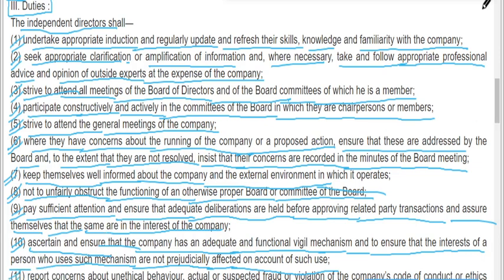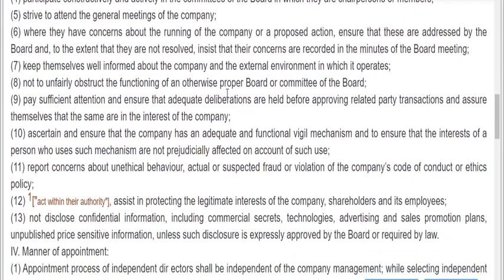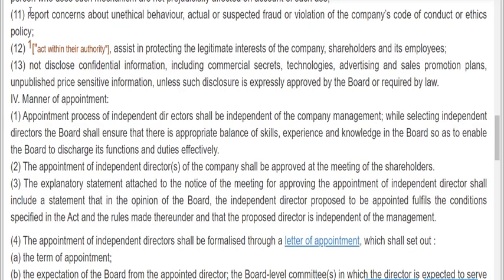Independent directors shall report concerns about unethical behavior, actual or suspected fraud, or violation of the company's code of conduct or ethics policy. Independent directors shall act within their authority.